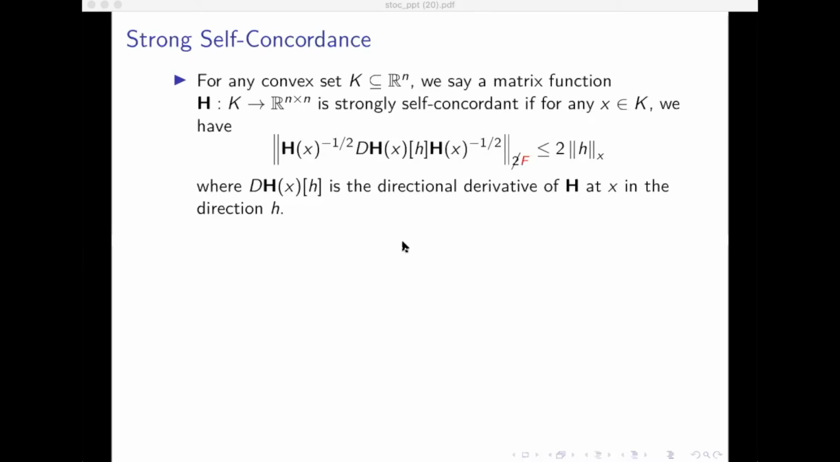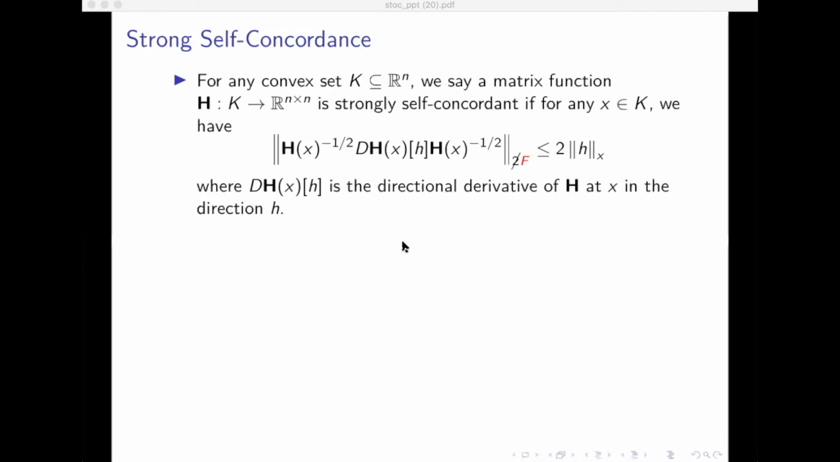For a convex set K, we call the matrix function H strongly self-concordant if for all points x in K and h in R^n, the Frobenius norm of Hx to the power minus half times the directional derivative of H at x in the direction h times Hx to the power minus half is bounded by the local norm of h at x. Note that strong self-concordance implies self-concordance.